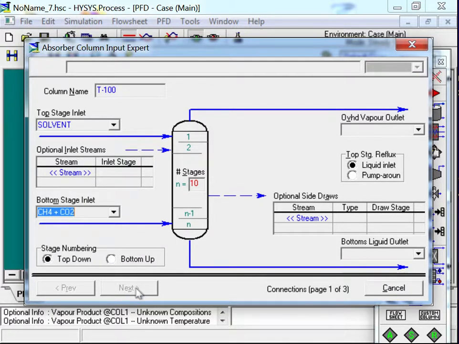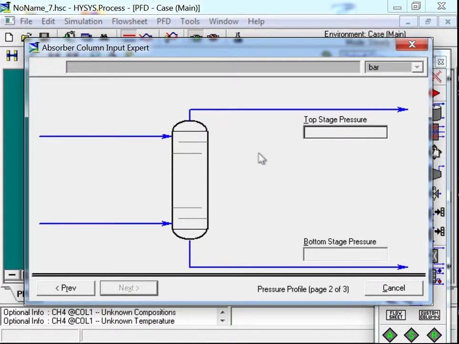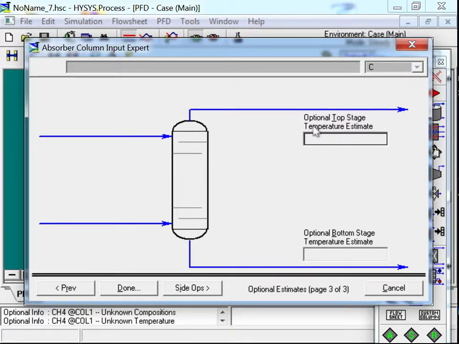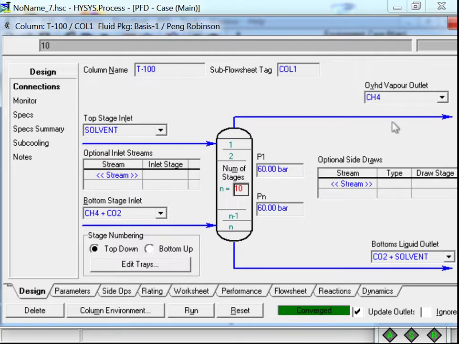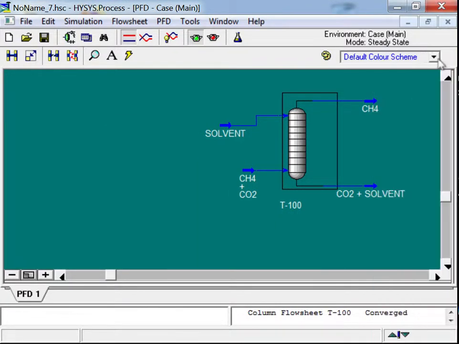As we can see, we don't have the next button yet till we specify the outlets of this equipment. So we have CO2 plus solvent. Then we have next. For the pressure, we know that if we want a good separation by absorption, we don't have a pressure drop, so we're going to take the same pressure. Here for temperature, they say optional top stage temperature estimate. As they say optional, we don't have to give a value. And here the simulation is good and completely done.